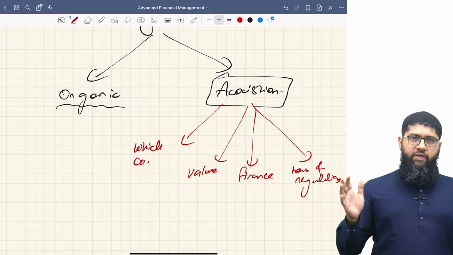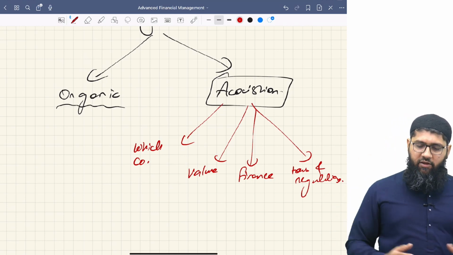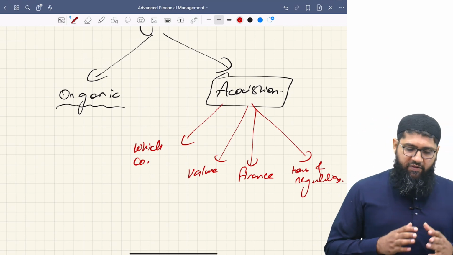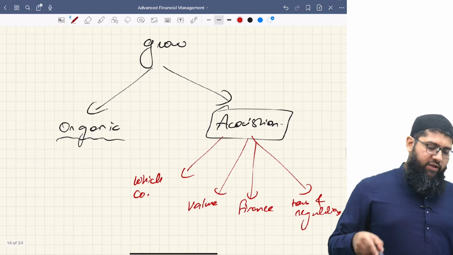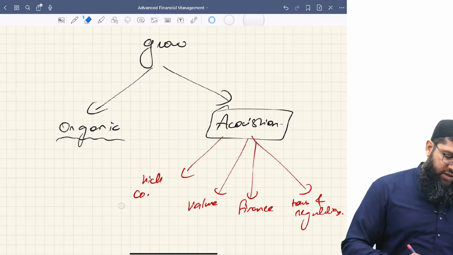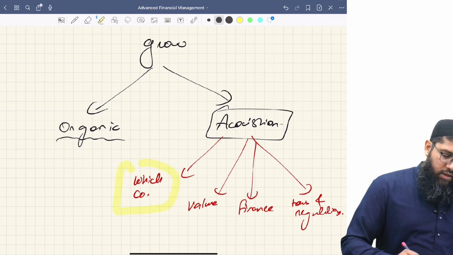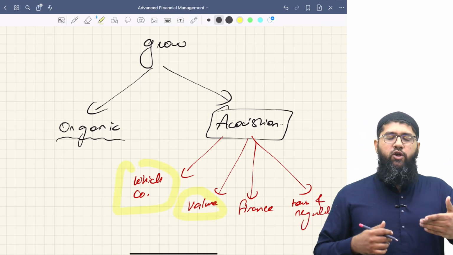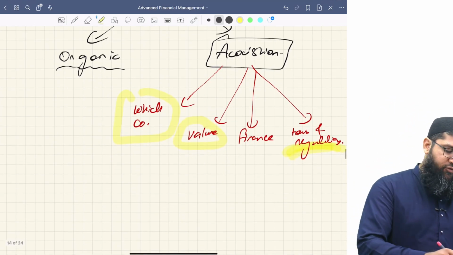So when we talk about the acquisition of an organization, the acquisition has got multiple things. So when we would be, I repeat, when we would be discussing mergers and acquisition, we would be talking about a lot of things. What are those lot of things? Which company are we going to be acquiring? At what value are we going to be acquiring? How exactly are we going to be financing this acquisition? What are the laws and regulations that we would have to consider?